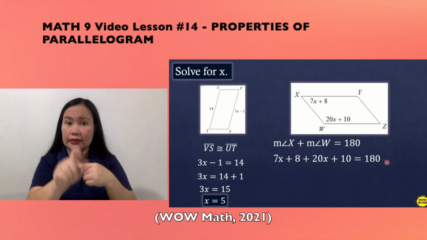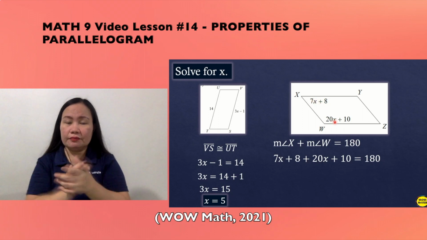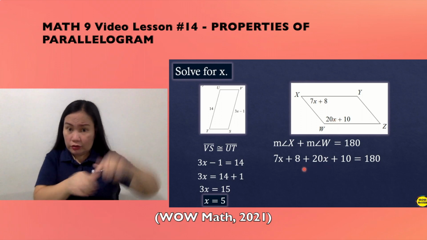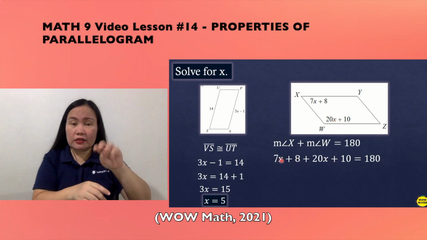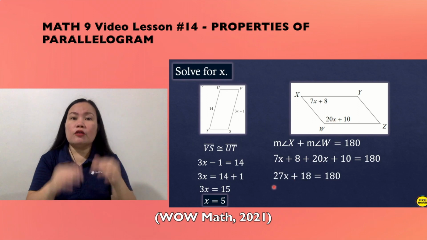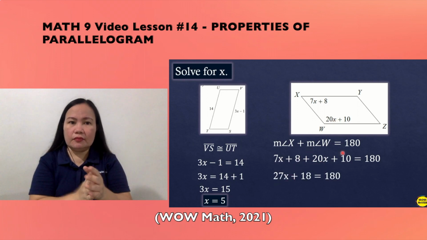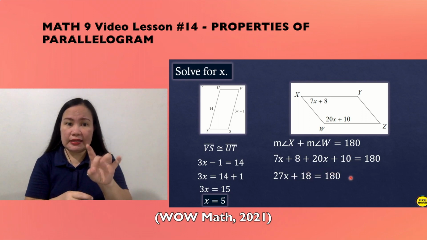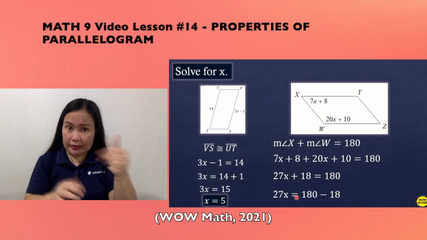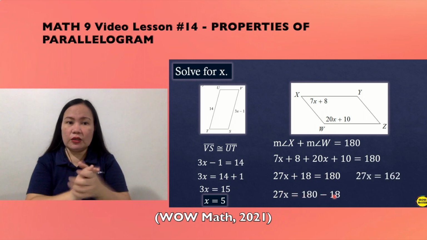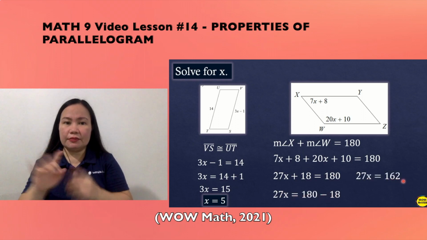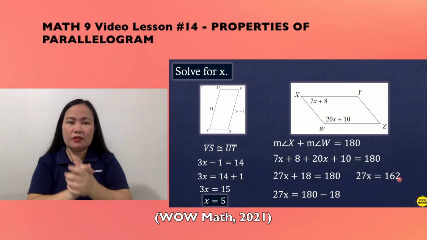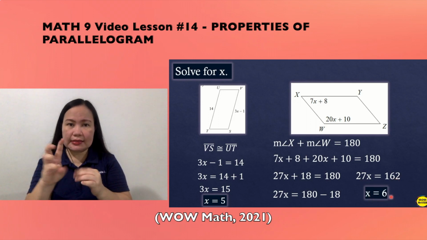So, tandaan natin na kapag consecutive angles, so ang sukat nun ay supplementary. So, after that, combine similar terms. So, 7x plus 20x, that is 27x. 8 plus 10, that is 18, is equal to 180. So, lipat natin si 18 sa right side. So, 27x is equal to 180 minus 18. The answer is 162. So, to solve for x, divide both equation by 27. And x is equal to 6.